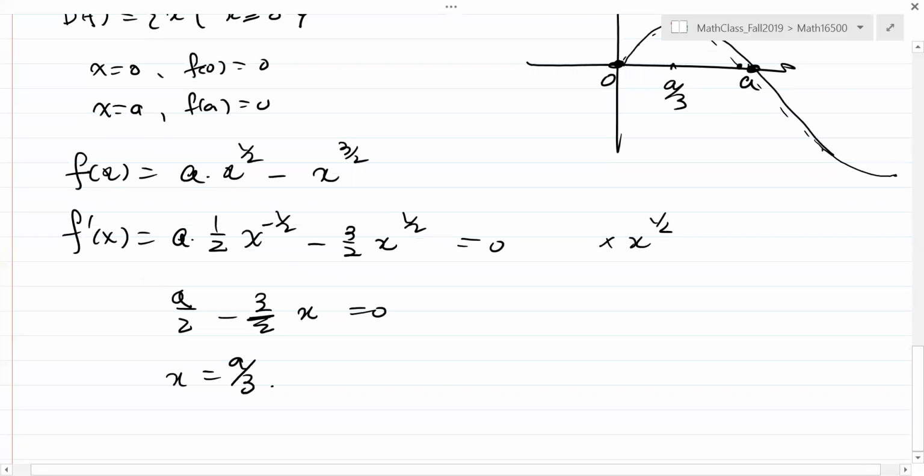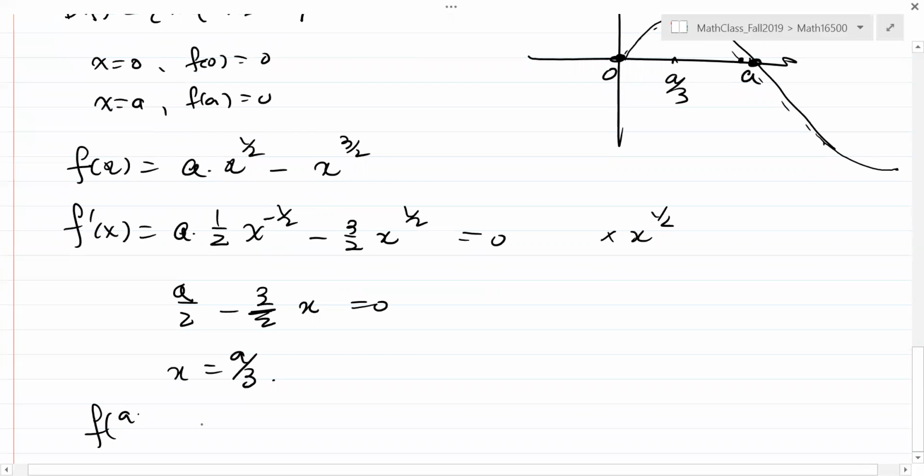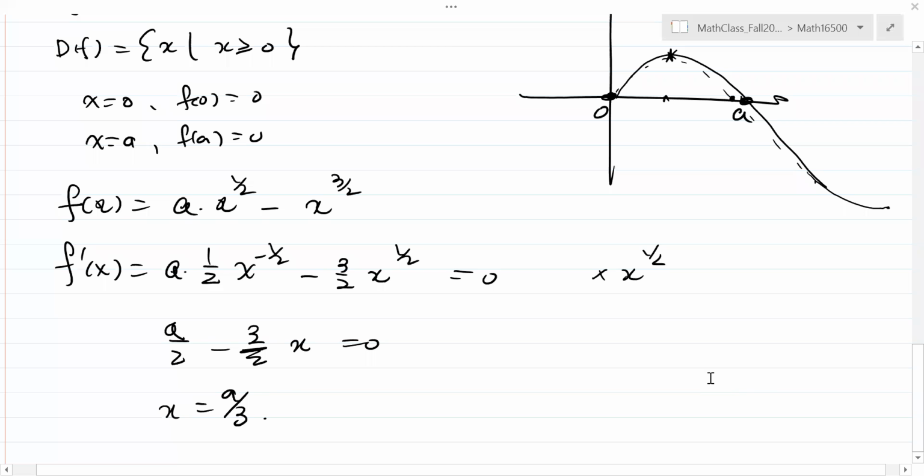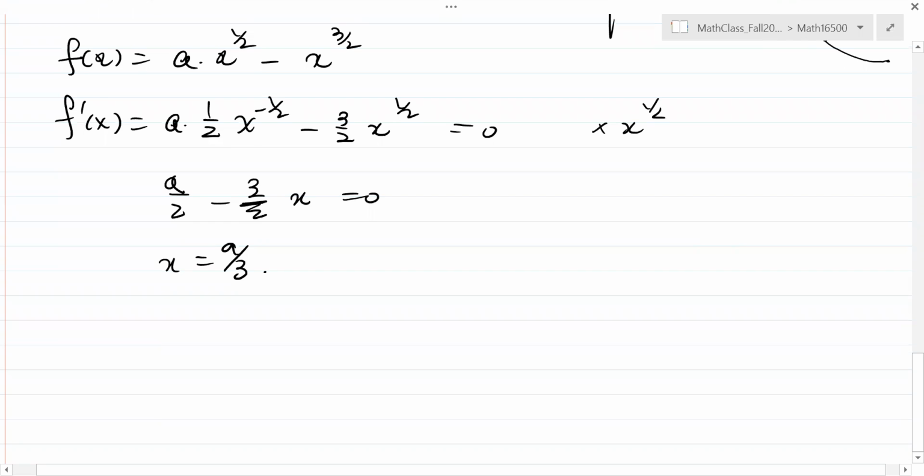Then f of a over 3 is going to be the local maximum value. I don't know, it always happens here in this class. Never happened in my other class. So the local maximum value is going to be the value of the function at a over 3.